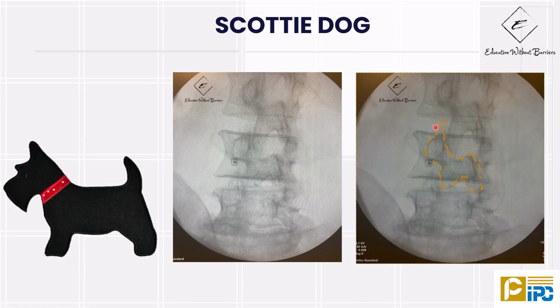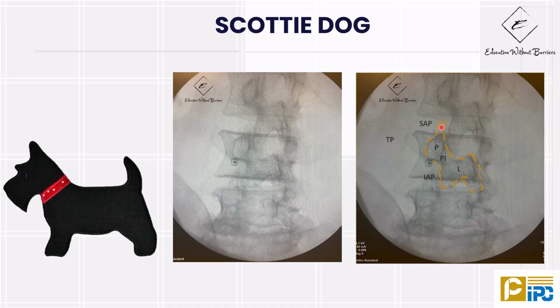This is the ear of the dog, this is the face of the dog, this is the chin, and this is where the needle is for the sub-pedicular or the supra-neural approach. This is the front paw, this is the back paw, and this is the body. So each of these parts of the dog correspond to different things, and I label them for you.